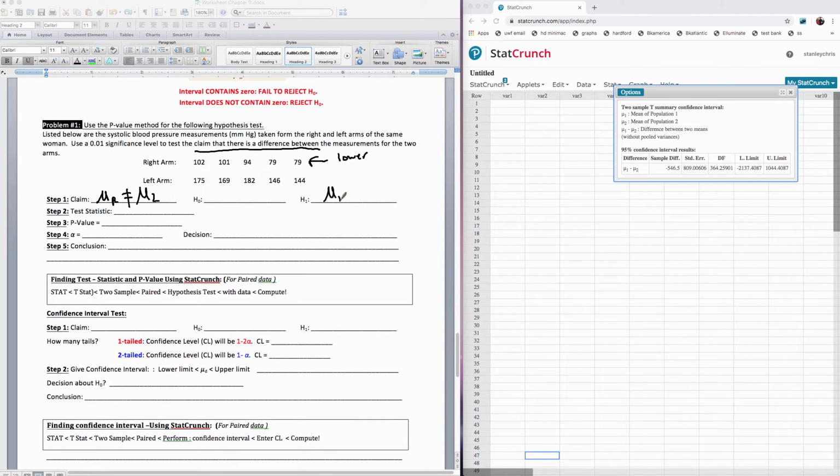So that's going to go on my alternative. So my null is going to be that they're the same. Okay, so I'm going to go ahead and pause the video and put the data in.